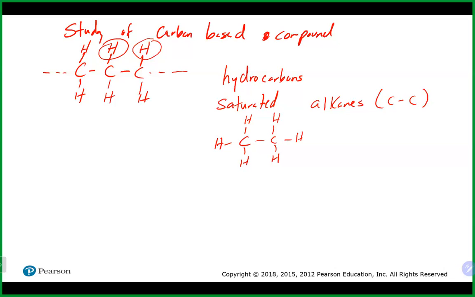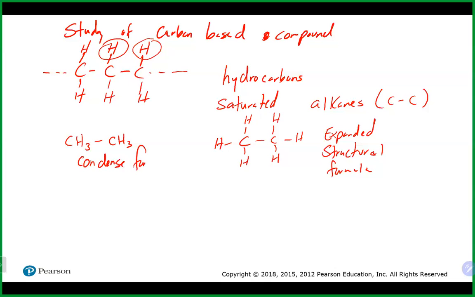We talked about some different types of structures. This again is what is sometimes referred to as the expanded structural formula, where you draw out all of the hydrogens. We could also have the condensed formula, where you basically don't draw out the hydrogens. So something like this is the condensed formula. We also can have a line structure.